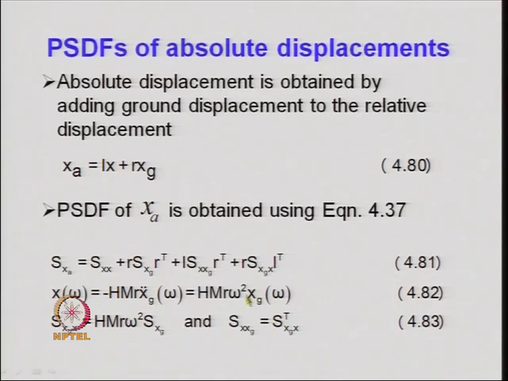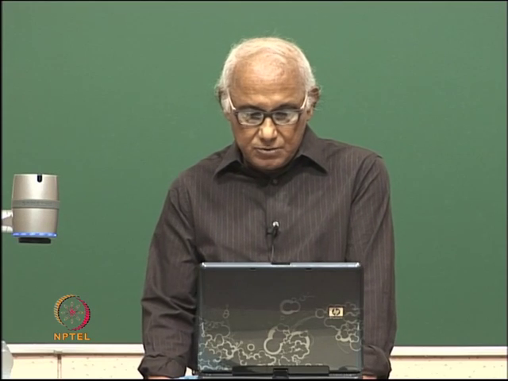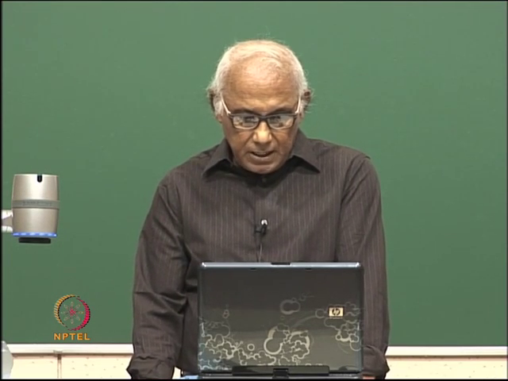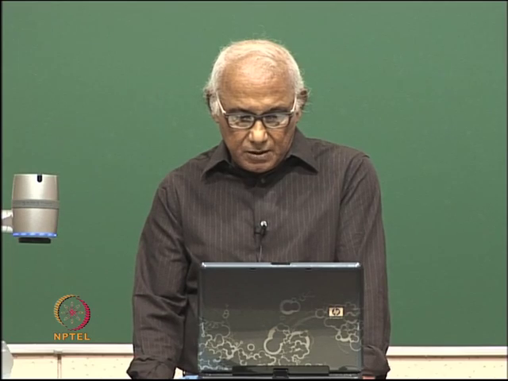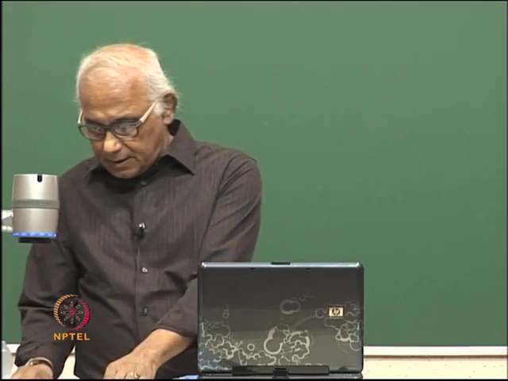Once we have this relationship, that means this is equal to this X omega, then from this I can easily get the cross power spectral density function between Xg and X, and X and Xg. Since it is a matrix, there will be a complex conjugate transpose, so that star is missing over here. With the help of these relationships, once we know SXgX and SXgXg, one can obtain the value of the power spectral density function matrix of the absolute displacement. So we stop at this. We will solve a problem in the next class.